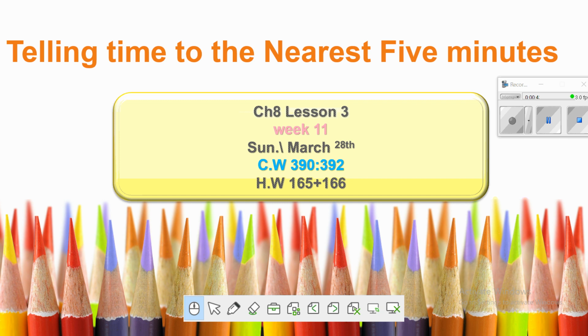So today we talk about telling time to the nearest 5 minutes. It's the same thing, but I'm not talking about half or quarters. I'm talking about skipping by 5, and I will use the multiples of 5. Let's remember together.